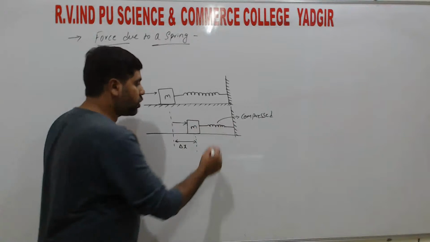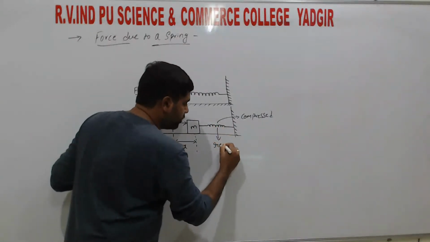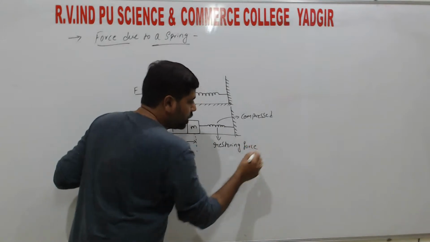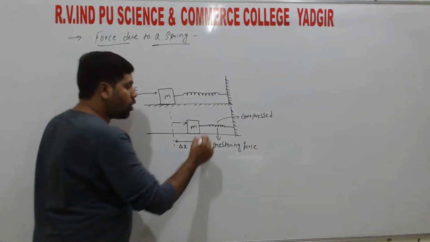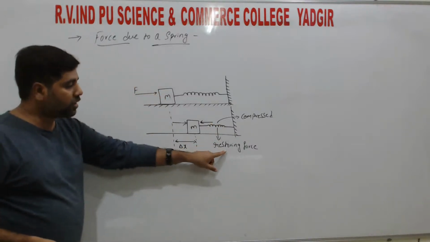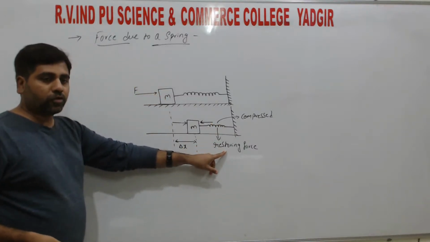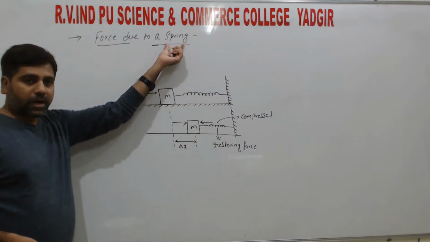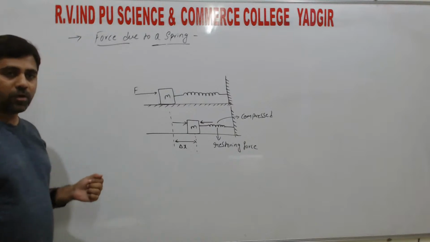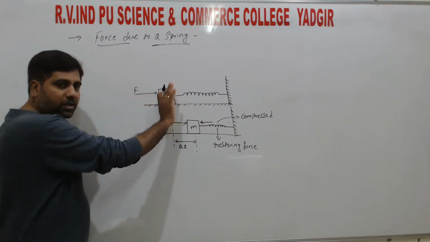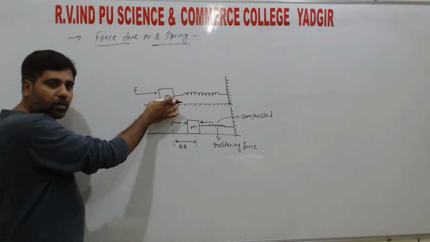That force we call the restoring force. The restoring force is always opposite to that of the applied force. So we call that force the restoring force. This restoring force is present in the spring, right? We can observe this in both cases, right? Here the force in the positive x-axis compresses the spring by the block.